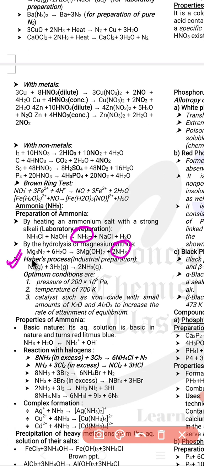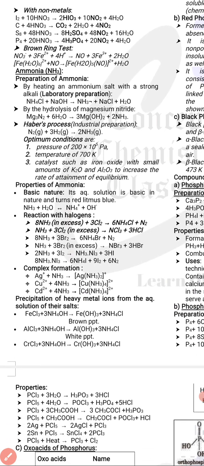Nitrogen and hydrogen gas are heated at 700 Kelvin at a pressure of 200 into 10 power 5 Pascal, that is 200 atm approximately, or 200 bar. The catalyst used in this reaction is iron oxide with small amounts of K2O and aluminum oxide. These oxides act as promoters, and the iron oxide as catalyst, right. And these three are the optimum conditions of Haber's process. Again, an important reaction for the council exam and the CBSE.